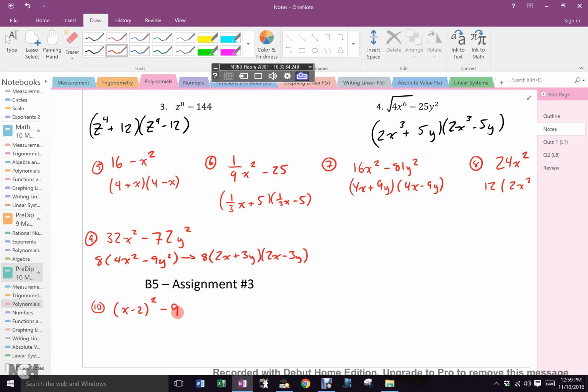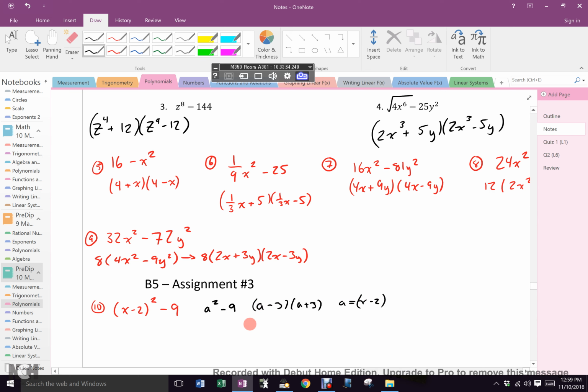Okay, can I show you something that will help you in the long run? What if I wrote this? A squared minus 9. What would you do? What would the answer be? A minus 3 and A plus 3, correct? What if I then told you that A equals X minus 2? What would you then put here for A?